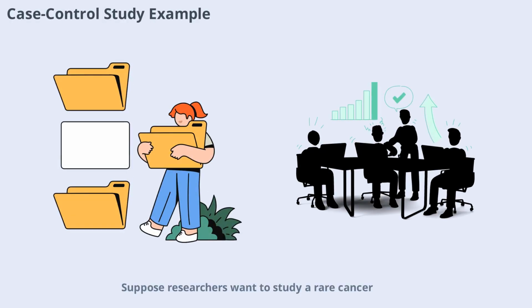Suppose researchers want to study a rare cancer. They identify 200 patients with the cancer, the cases, and 400 similar individuals without it, the controls. They then look back at medical records to see who was exposed to a particular chemical. This approach is efficient for rare diseases, as it focuses on cases and controls rather than following a large population over time. The odds of exposure in cases versus controls are compared to estimate the association.